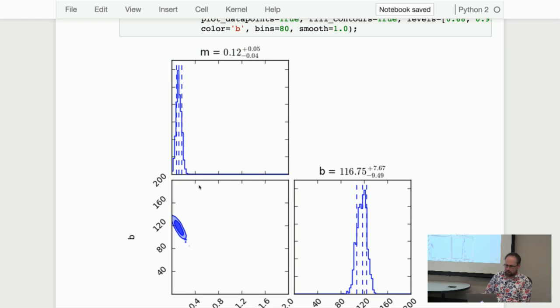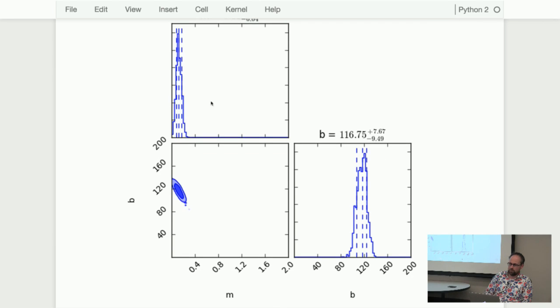Anyway, okay, so we were unpacking this. This is the 2D posterior PDF. And then I just made histograms of the samples, or rather Corner did for me, in the M dimension and the B dimension.